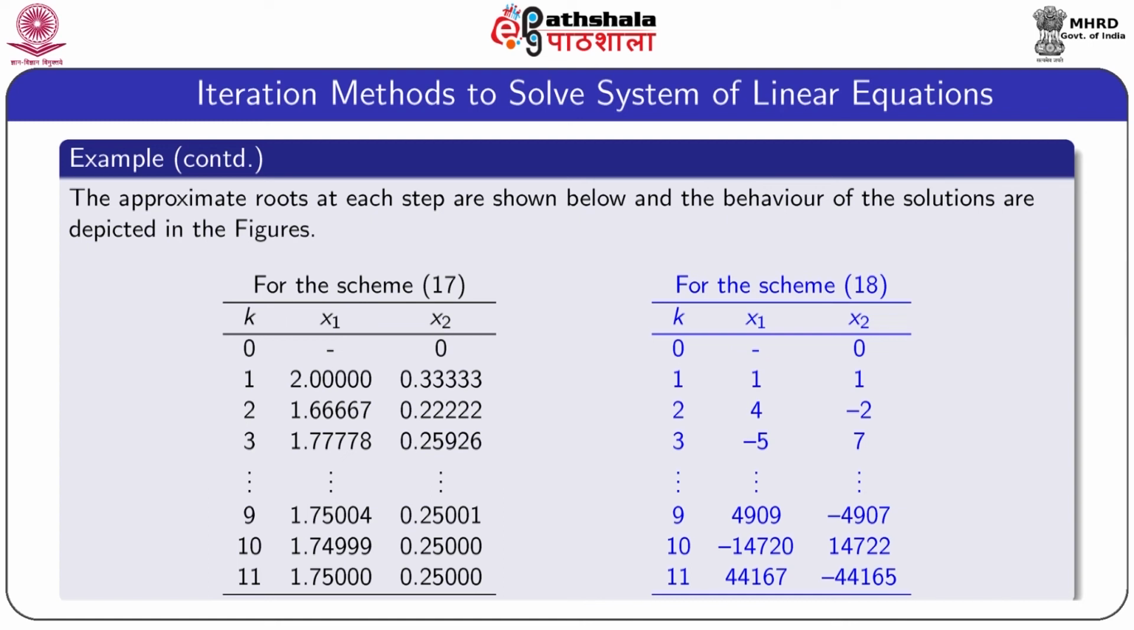Note that the first iteration values, second iteration values, third iteration values and so on, all the iterations, the values of x1 and x2 gradually increase, and it is very interesting to see that the 10th iterated value of the variable x1 is minus 14,720, whereas in the 11th iteration this value becomes 44,167, and similarly the 10th iterated value of the variable x2 is 14,722, but in the next iteration this value goes to minus 44,165. So, we see that the second iteration scheme gradually diverges.